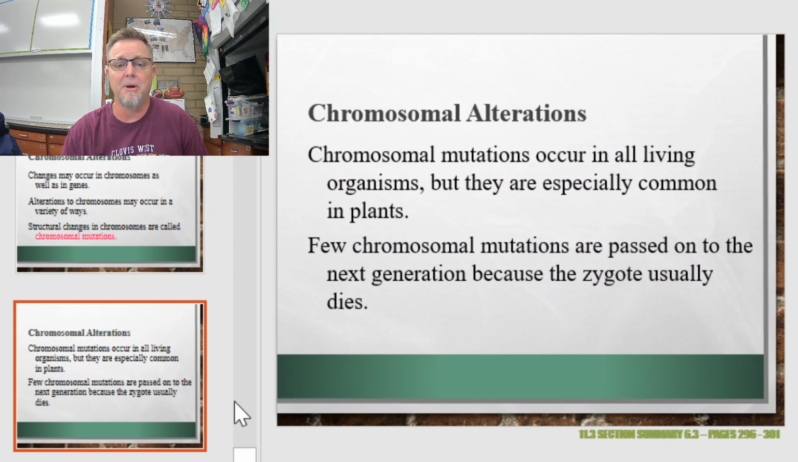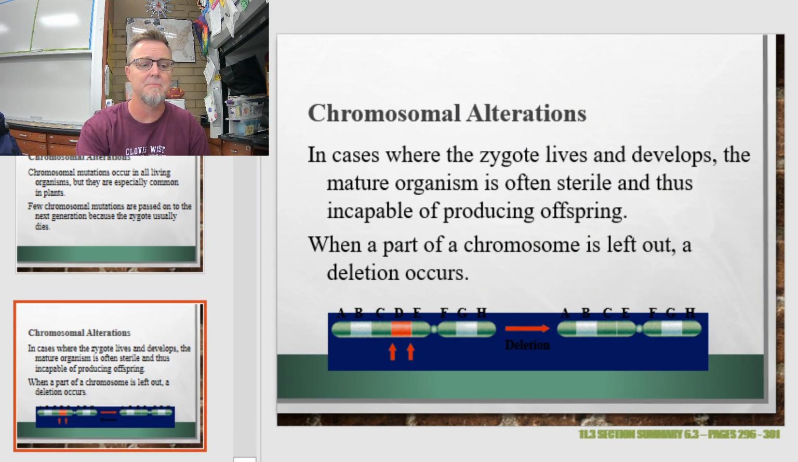So going back to the serious nature of the chromosomal mutation, if I damage half of a large chromosome, I'm going to be missing hundreds of proteins that are necessary for my cell to function normally. And the zygote may not survive that. Okay, so let's take a look at some different types of chromosomal mutations. In the case where a zygote might live and develop, the mature organism could be sterile and incapable of reproduction if the chromosomal mutation has affected the sex cells of the individual that's inherited it.